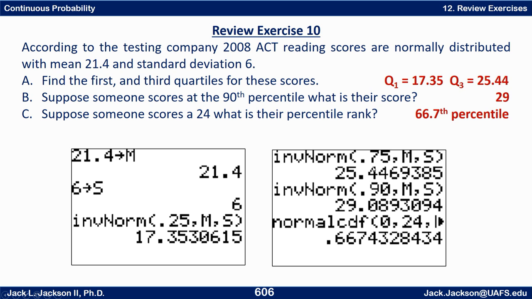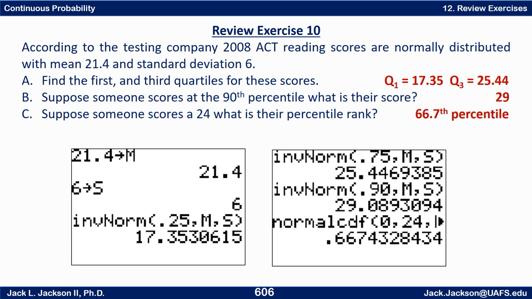If I do 0.75 instead here for the input, that's the probability to the left is 75%. That is where the third quartile happens. So the third quartile is 25.44. So basically what this means is, if you made a 17, you're at the first quartile, and a 25, you're at the third quartile. So a 17 scores better than 25% of the people, and a 25 scores better than 75% of the people.